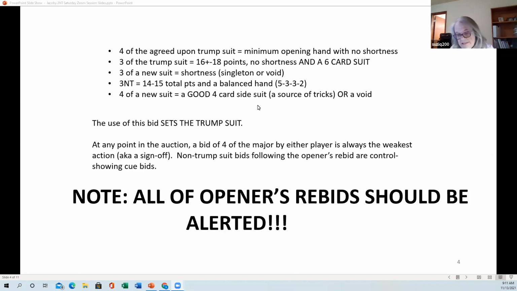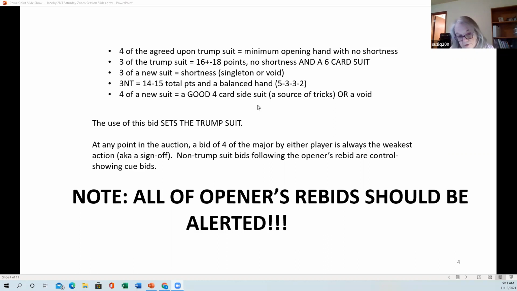That tells the responder, if he's got a fitting honor in that suit, that your hands are really cooking. You've got not only a fit in your trump suit, but you've got nice fitting honors in this second suit. Double fits are magic. Double fits are magic. And when you can uncover one of those, you are really cooking with gas at that point.